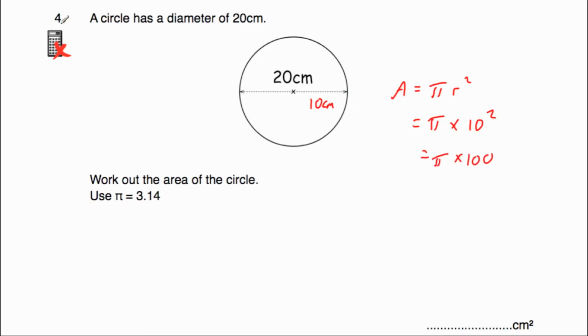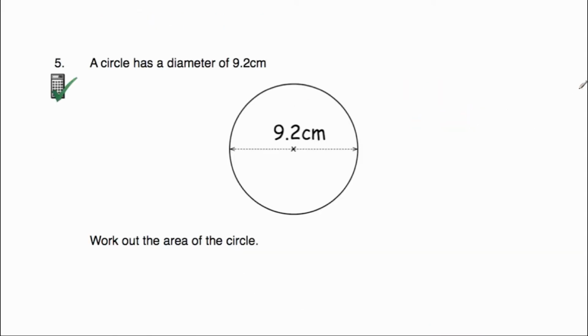Now it's a non-calculator question. Now sometimes you'd give your answer as 100 pi, but this time we've been told to use pi as 3.14. So we're going to do 3.14 instead of pi times 100, and 3.14 times 100, moving the digits 2 columns to the left, would give us an answer of 314 centimeters squared. So the answer is 314 centimeters squared.